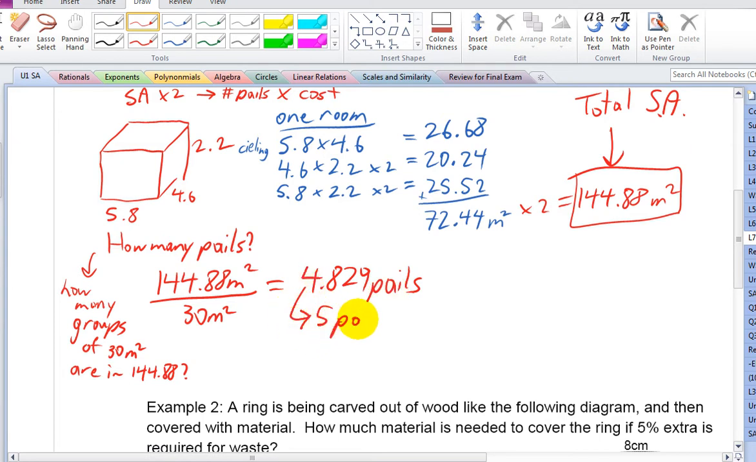5 pails. What if this was 4.1? What would you round it to? Yeah. Really? So what spot on the wall are you not going to paint? Right? That's the common response. 4.1 means, and if you round down, you do not have enough. So no matter what, you would always round up.